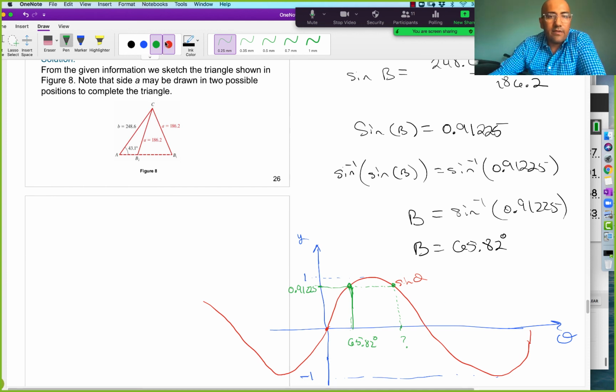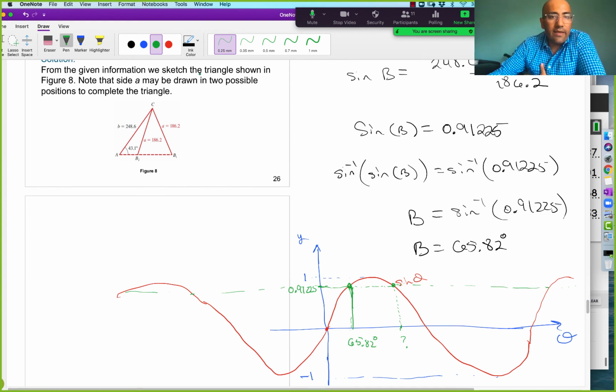And in fact, if this pattern continues, this goes on forever in the same oscillating up and down, I can see that eventually there's going to be another one over there and another one over there, and this pattern goes back in this direction. So there's really an infinite number of angles such that sine of that angle equals 0.91225.